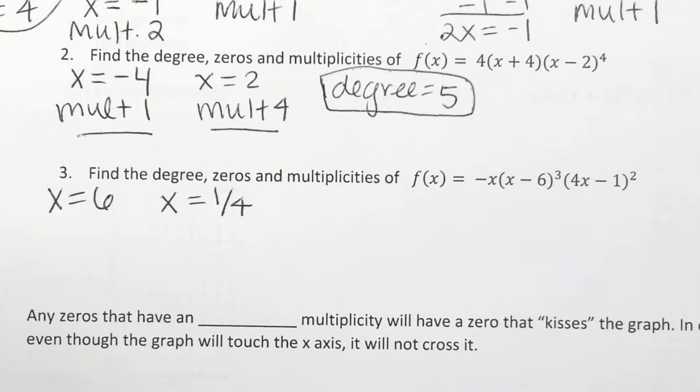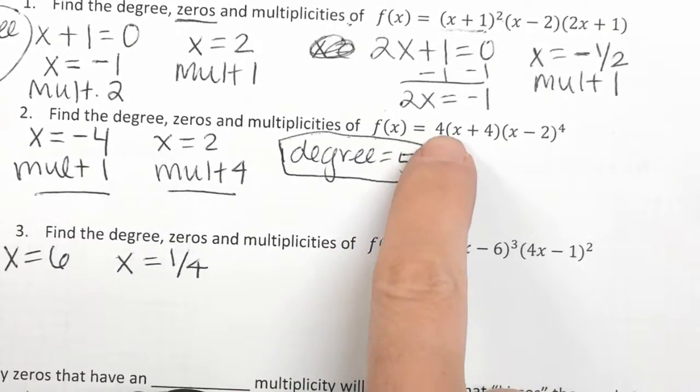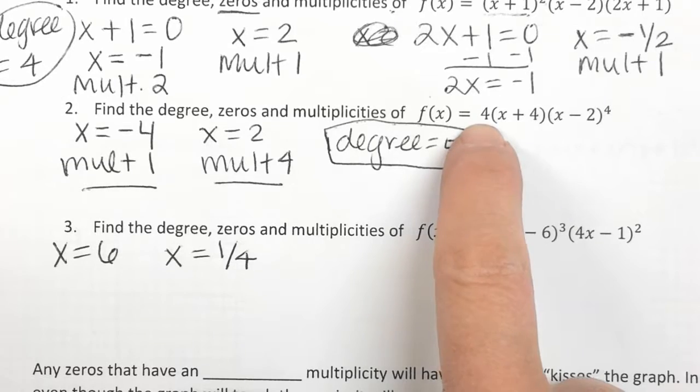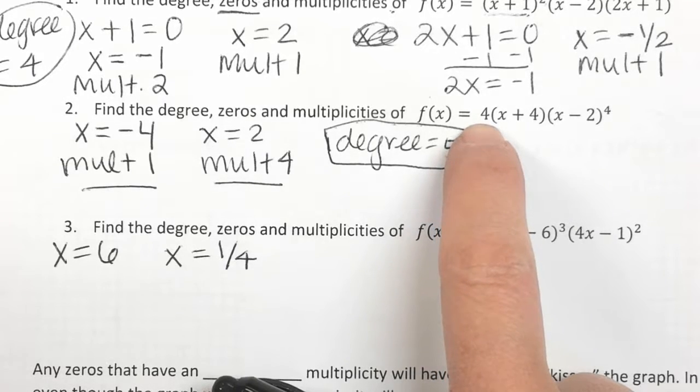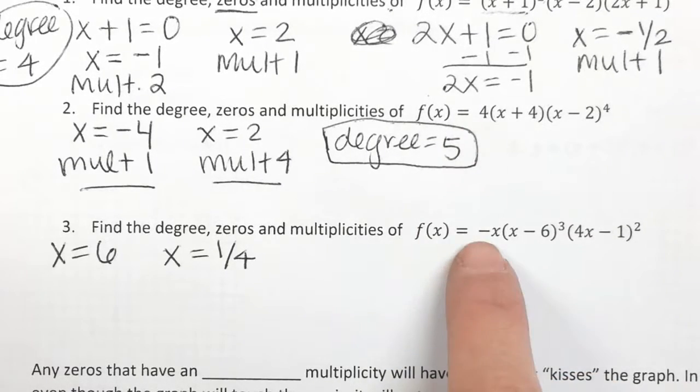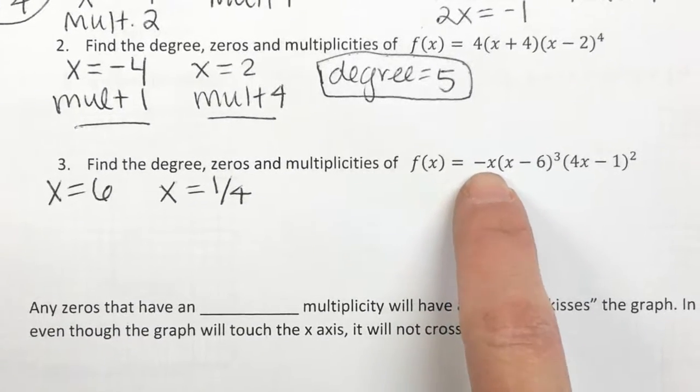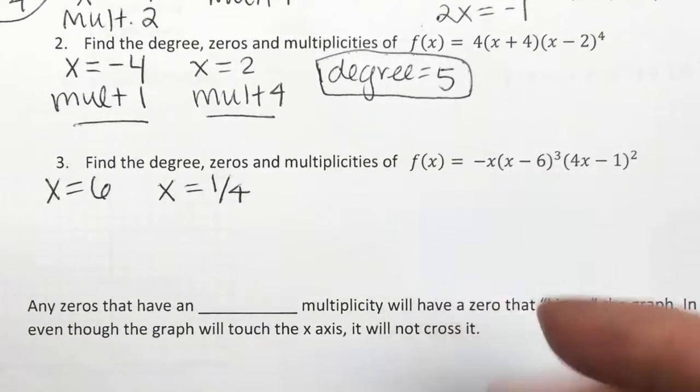Does the x on the outside affect where it crosses the x-axis? This one didn't, because it's a what out front? Just a coefficient, right? Which affects the slope. This one has an x, right? So it does affect our x-intercept. So we're going to set this on the outside equal to 0 as well.